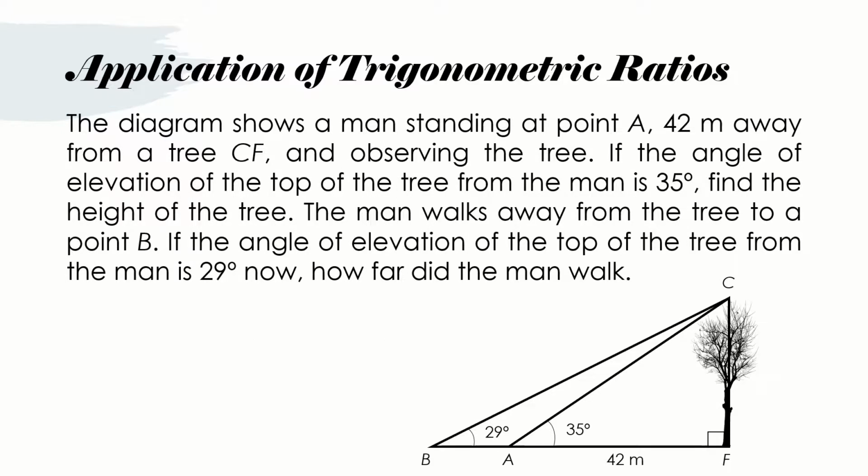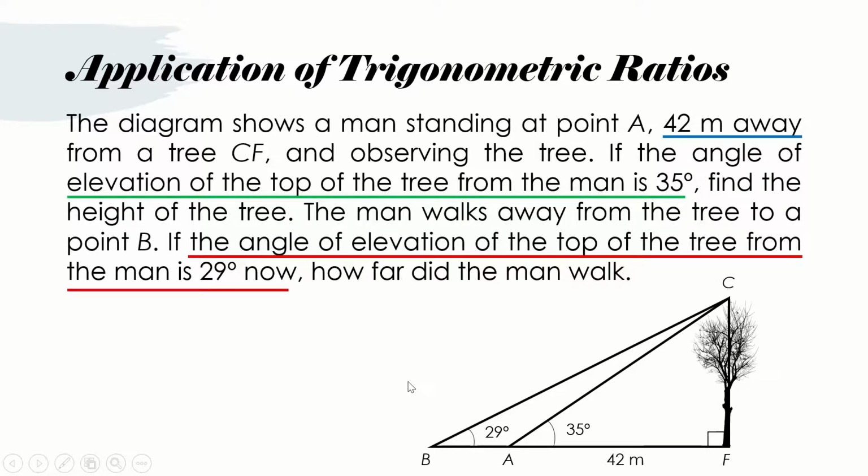So this diagram shows a man standing at point A, 42 meters away from the tree CF, and observing the tree. The angle of elevation of the top of the tree from the man is 35 degrees. So this is the angle of elevation. Find the height of the tree. Then the man walks further away from the tree to a point B. Now the angle of elevation of the top of the tree is 29 degrees. How far did the man walk? So you've got to find AB, that's the distance the man walked. These are the key phrases you've got to take note of.